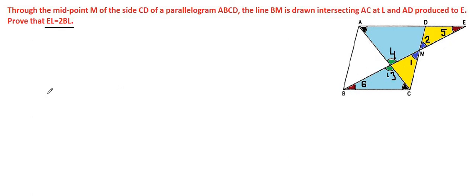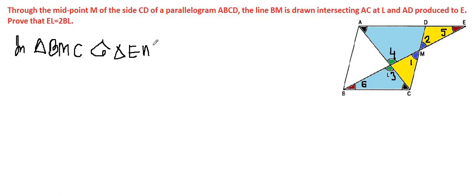Fine. Now we take triangle BMC, this triangle. I change the color. BMC and EMD, in triangle BMC and triangle EMD. Actually, we have to establish a relation of congruency between these two triangles.